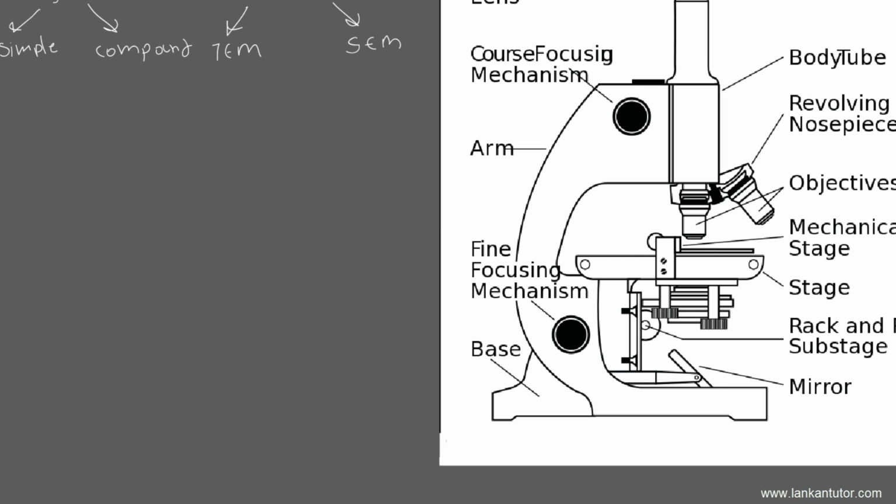So, for example, you can say that the eyepiece has a 10 times magnification, and the three objectives have 30, 40, and 50. So that way you can change the magnification by simply rotating the stage. It's called the rotating objective lens stage. You need to remember the parts of the microscope.